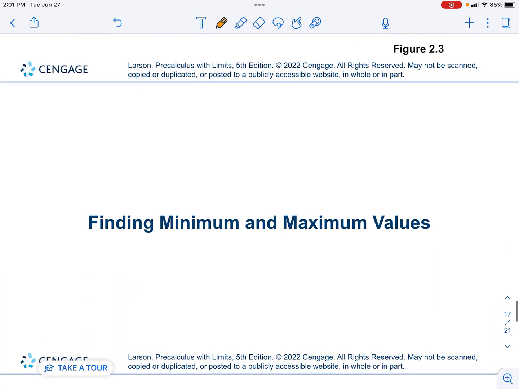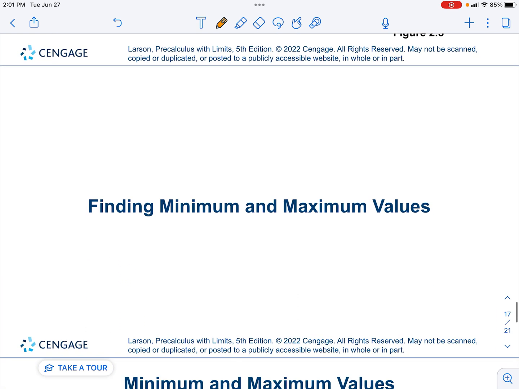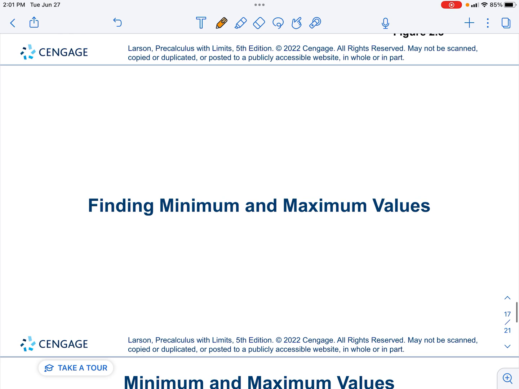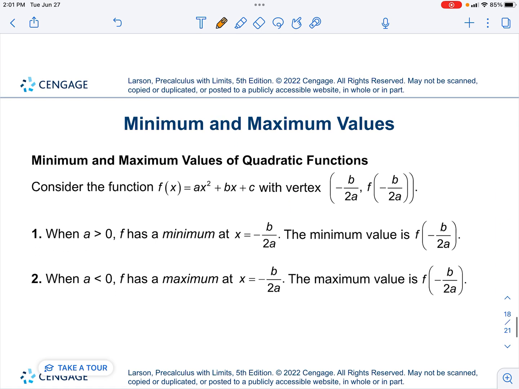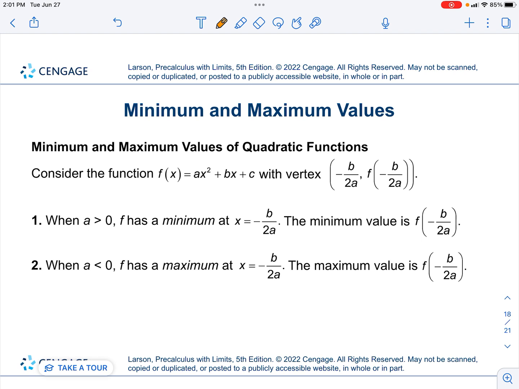Finding minimum and maximum values, that's going to be at your highest point of the graph or your lowest point of the graph, really focusing in on that vertex. And so we did complete the square in order to find the vertex there. There's another way to find the vertex if you are not wanting to complete the square, and it's this little formula here. -b over 2a is the x value of the vertex. Once you have that, you plug it into the function for x, you'll get the y value, and that is your full vertex.